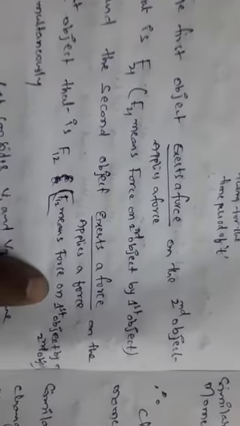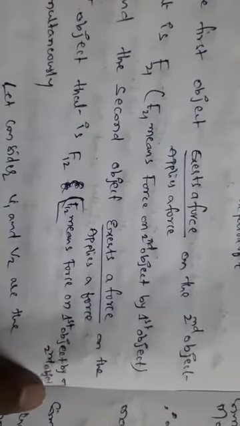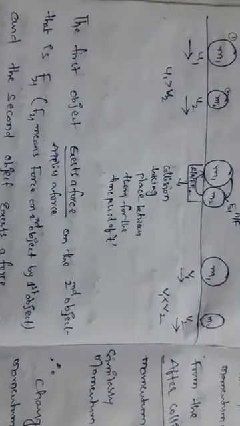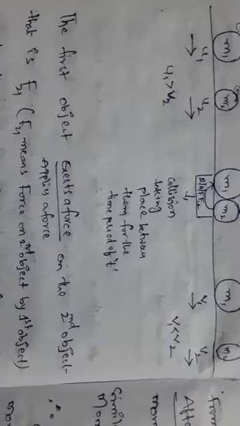F12 means force on the first object by the second object simultaneously. Okay, here keep one thing in your mind. Action force and reaction force both work on one another simultaneously. Okay, we learnt about it in Newton's third law. Right.